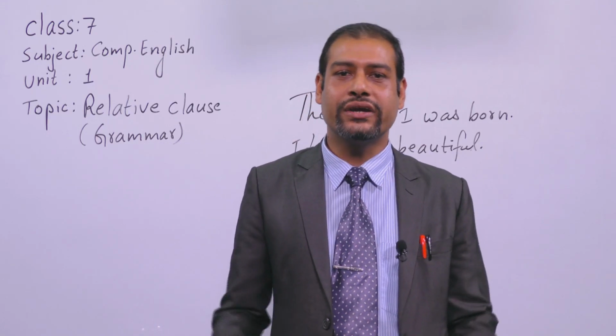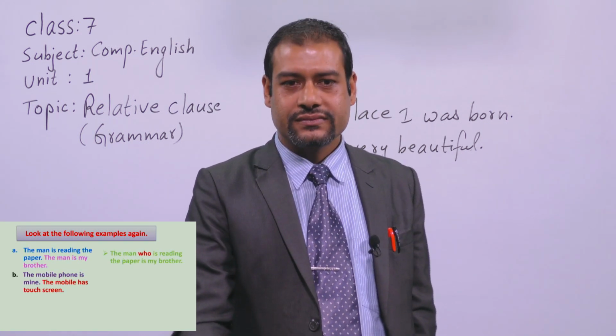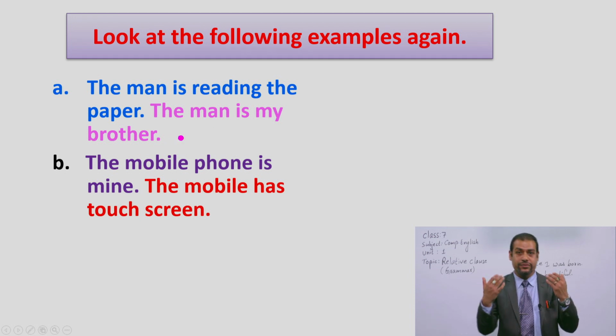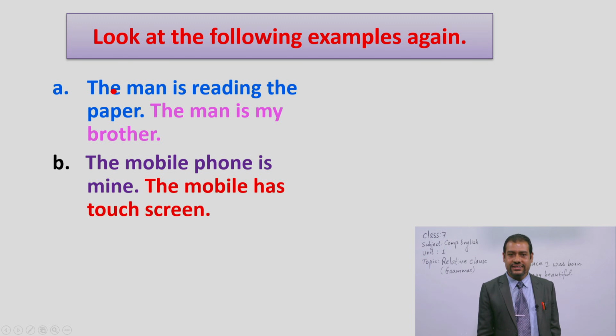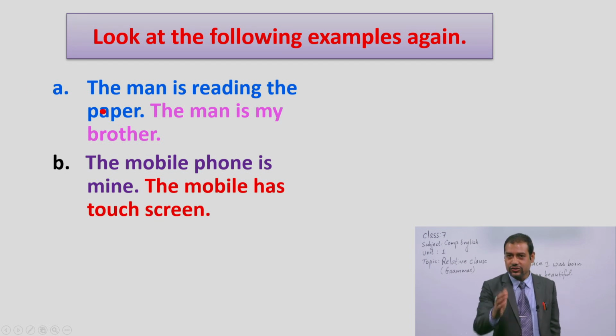Now I want to show you, look at the following examples again, dear students. See, these are from your book, okay? The man is reading the paper, the man is my brother, okay? This example is from your textbook. There are two sentences. The first sentence is the man is reading the paper, and the second sentence is the man is my brother. Another sentence we have the mobile phone is mine, one sentence, and another sentence the mobile has touch screen. So if you want to write in one sentence for this number A, how do you write? Please try it. And for number B, how do you write? Only one sentence. Please try it.